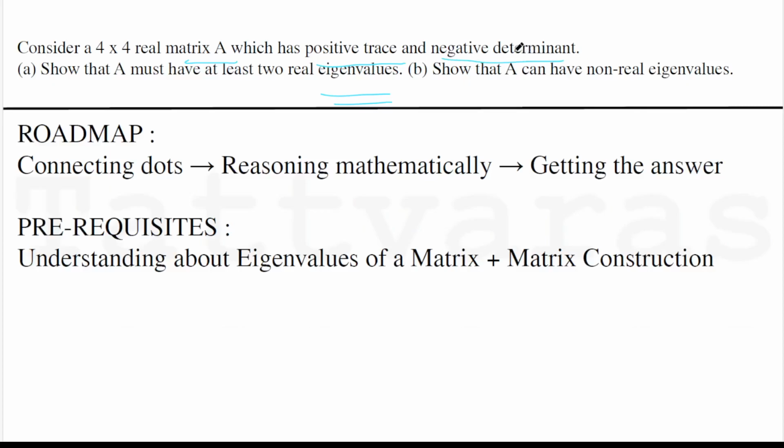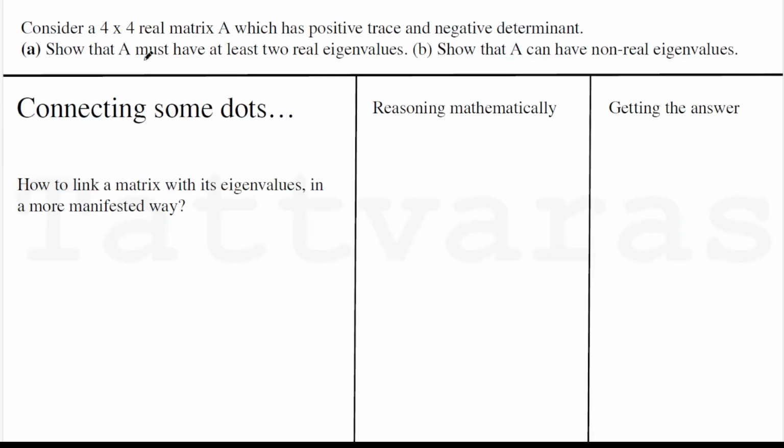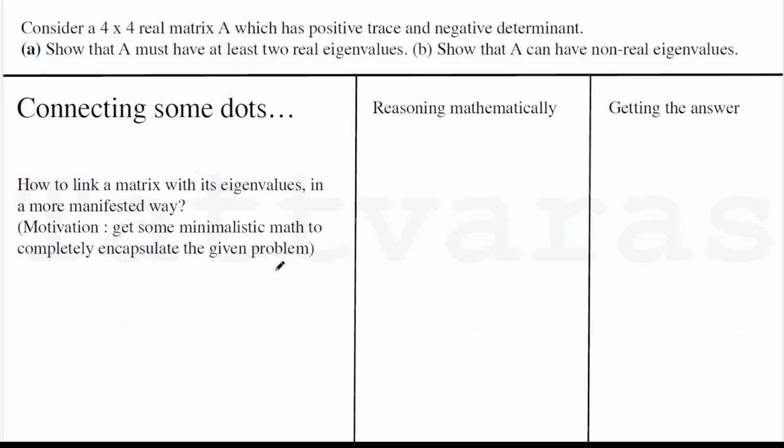So first, we have to show that the matrix must have at least two real eigenvalues. Now, before we begin, we have to get a relationship between the 4 cross 4 matrix and its eigenvalues in a way that does not require us to deal completely with the form of the 4 cross 4 matrix. We don't want to go in this direction. It's going to be lengthy. So is there a way to connect eigenvalues and the trace and determinant? Thankfully, there is.